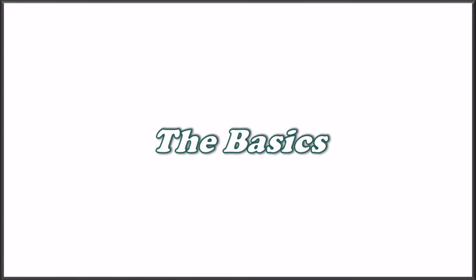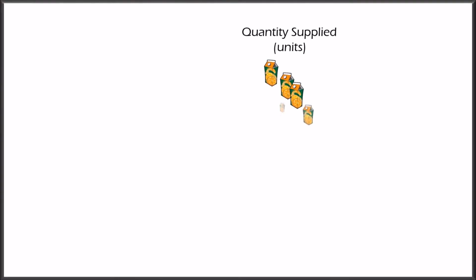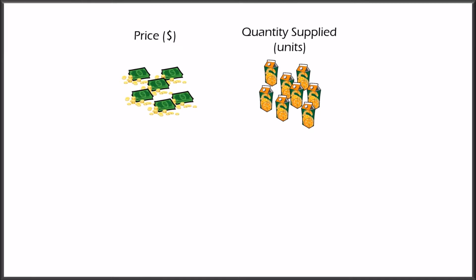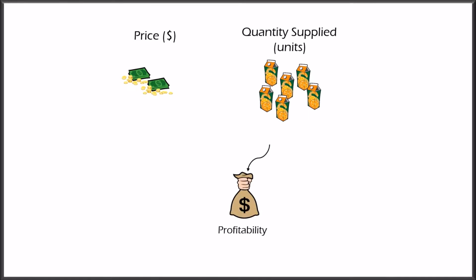Let's start with the basics. Quantity supplied is the amount of a product a firm would like to sell at a certain price. Let's take orange juice as an example and assume that the price is $2 per unit. At this price, firms may want to sell 6 units of it per week. Quantity supplied depends on the profits firms earn from selling a product as well as on their capability to produce it.